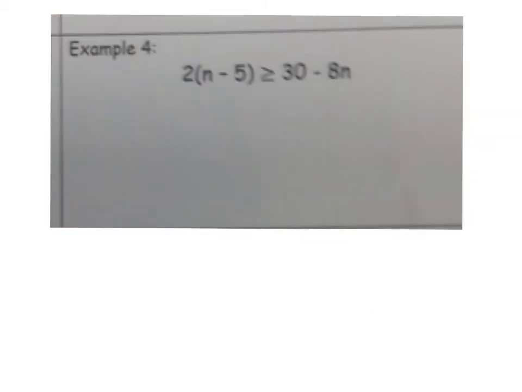Alright, so for my last one, I have 2 times the difference of n and 5 is greater than or equal to 30 minus 8n. I need to distribute in my 2, so then I have 2n minus 10 is greater than or equal to 30 minus 8n. Again, I want to keep my variables positive, so I'm going to add 8n to both sides. So on my right side, I'm now left with 30. And on my left side, I have 10n minus 10 is greater than or equal to 30.